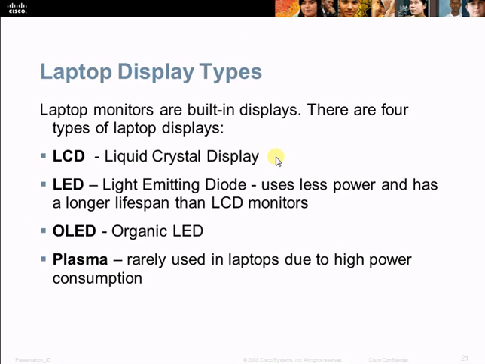So we have certain types of laptop displays. So we have an LCD, which is liquid crystal display. We have LED, which is light emitting diode. This uses less power and has a longer lifespan than an LCD monitor. Some laptops had plasma screens in them, but most today are the LED or LCD. There's also something called OLED, which is organic LED, and then there's plasma, and it's rarely used in laptops today because of its high power consumption.